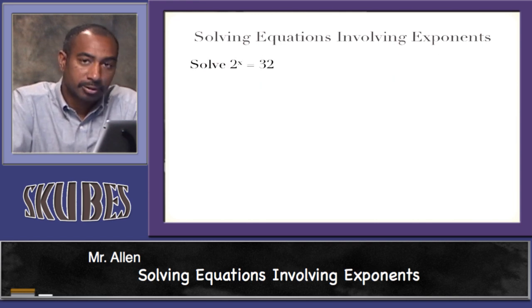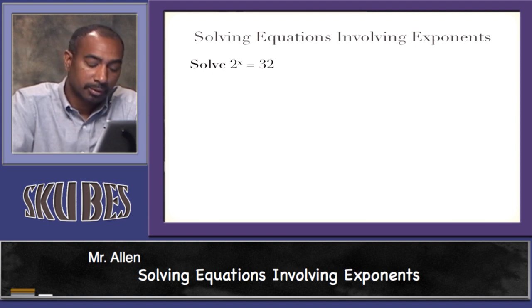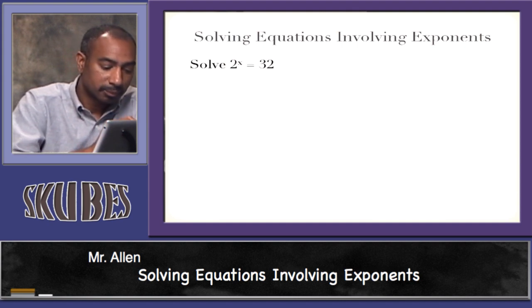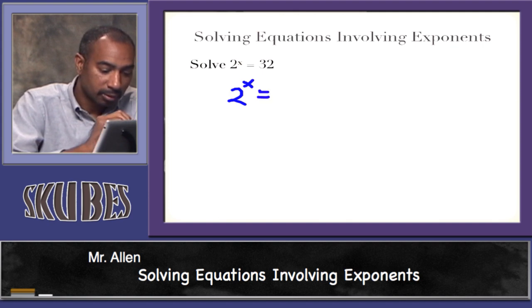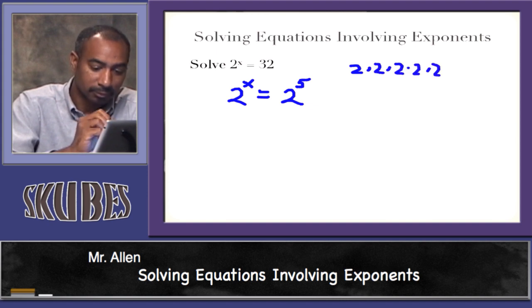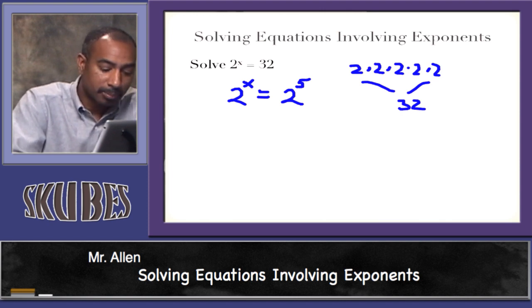For example, solve 2 to the x equals 32. What you want to do is break 32 down as a power of 2. So we have 2 to the x. And then we know that 2 to the power of 5 is 32 because 2 times 2 times 2 times 2 times 2, if you multiply that, you wind up with 32. So according to that property, we can conclude that x has to equal 5.